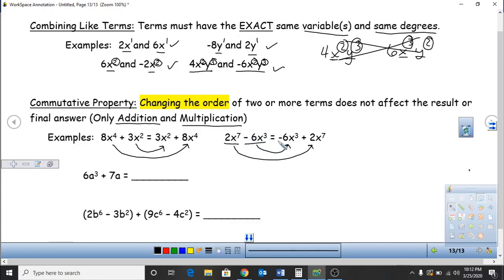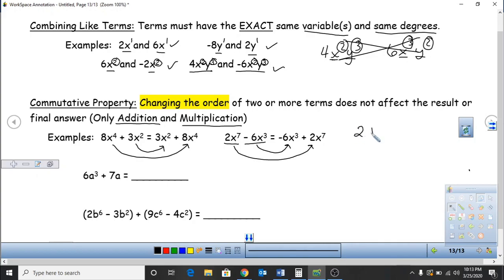But if I am going to rearrange, keep this in mind: since this was a minus, when I move it over, I have to keep the minus or a negative sign in front of the 6x cubed. So make sure that when you do rearrange, you are allowed to rearrange, but make sure the values stay the same. This 2x stayed positive, and this negative 6x stayed negative, all right?